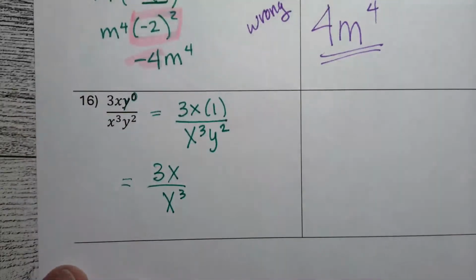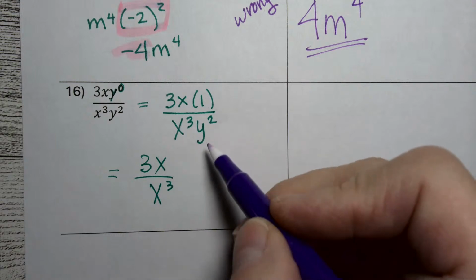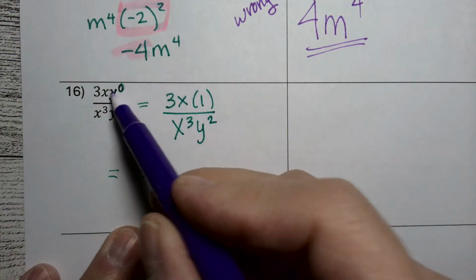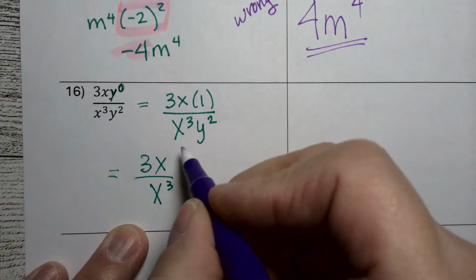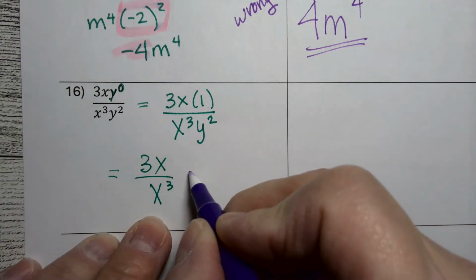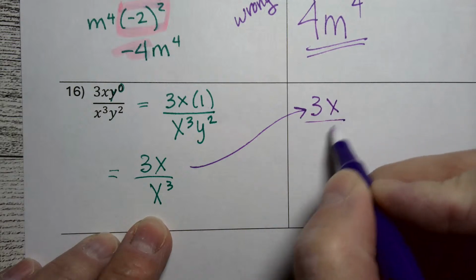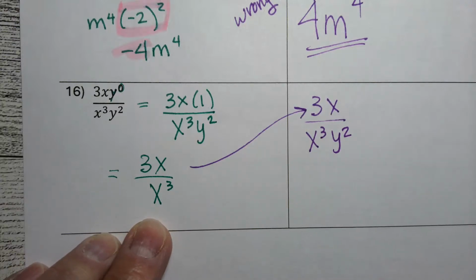Number 16. And you need to, what did she do? She actually did a couple things. The most obvious thing is that, I mean, all of this is right. Y to the 0 is 1, 3x is there, everything there is fine. But she forgot to copy the y squared. So from here, what really should be happening is 3x over x cubed y squared. She just dropped that and forgot that.